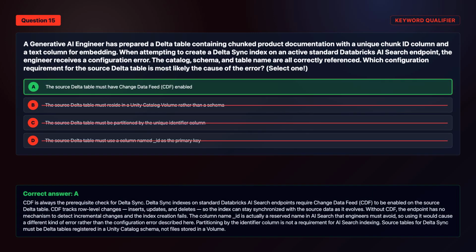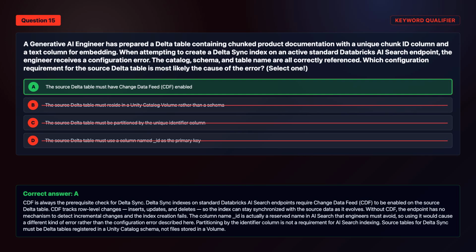The correct answer is option A. CDF is always the prerequisite check for delta sync. Delta sync indexes on standard Databricks AI search endpoints require change data feed, CDF, to be enabled on the source delta table. CDF tracks row-level changes, inserts, updates, and deletes, so the index can stay synchronized with the source data as it evolves. Without CDF, the endpoint has no mechanism to detect incremental changes and the index creation fails.